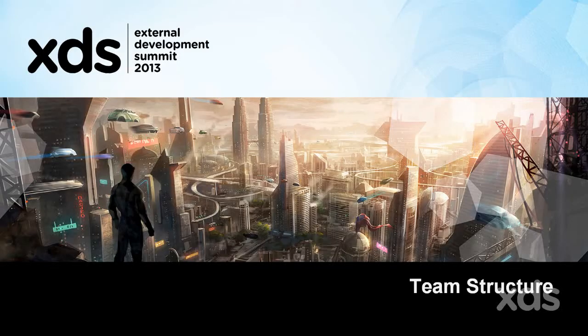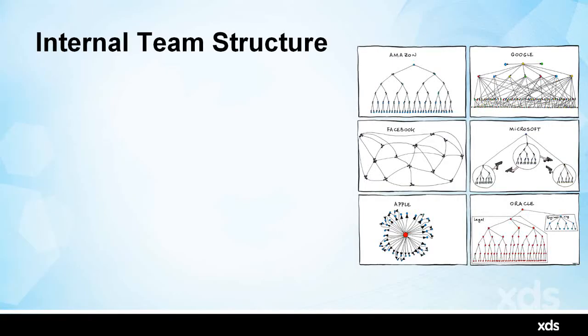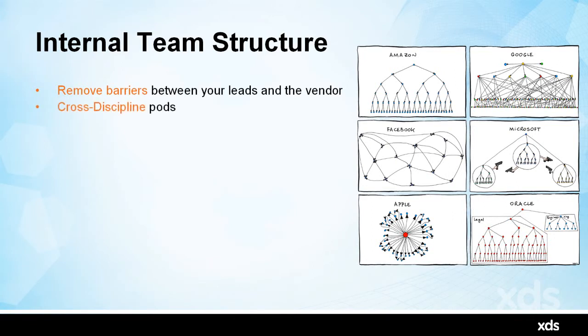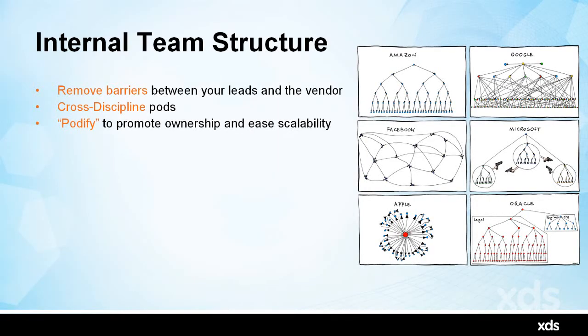So team structure, this is important. It's definitely important to remove barriers between your leads and the vendor. So don't have too many middlemen. I like to set up teams in terms of pods, so cross-discipline groups of pods. This is pretty common now in a lot of game dev studios and film studios, where it's just a group of people working on a certain area of the game or film. So podifying, I call it. It's a really great way to promote ownership and ease scalability. So if you've got to grow, you can add another pod and continue to do that.